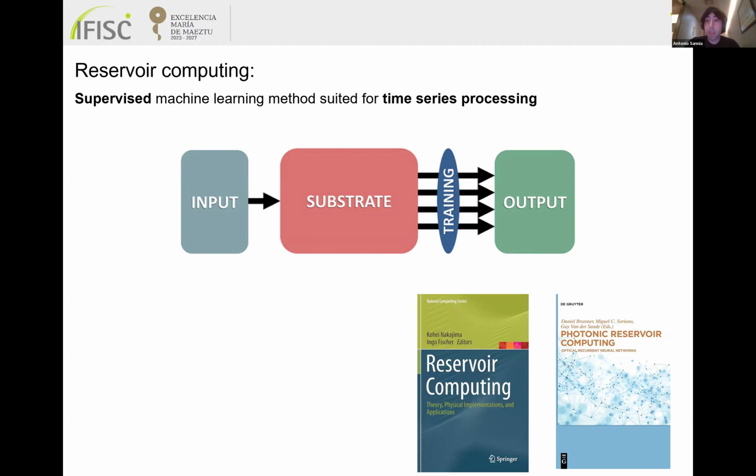We can, in general, think about reservoir computing with this scheme over here. Reservoir computing can be summarized with this scheme. We have an input, which is the time series that we want to study. We have a substrate, the reservoir, that will evolve according to the input that we want to study. Then we can extract from the substrate some information about the time series, and we can tune this output in order to solve the task in which we are interested.